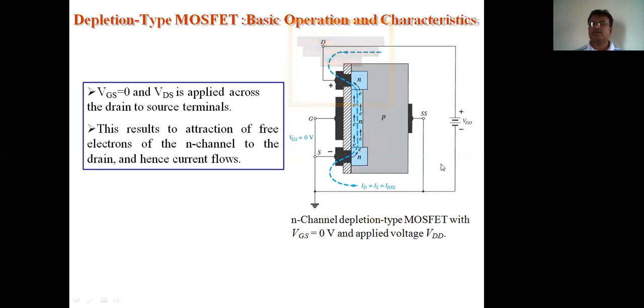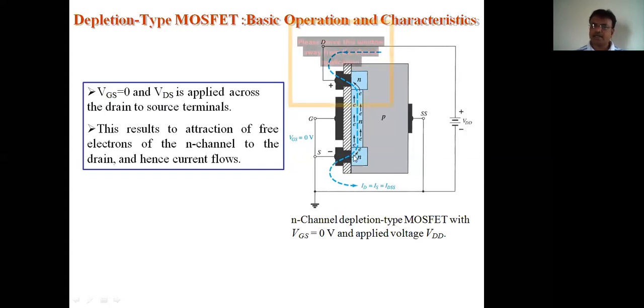See the difference? Here, the battery name is VDD. VDS is the voltage between the drain terminal and the source terminal. If you keep a voltmeter between the drain and the source, it gives you VDS. So what happens if you apply VGS equal to 0 and some positive voltage, for example 5 volts, 6 volts, 2 volts, any positive voltage? This is the negative terminal of the battery, this is the positive terminal. The negative terminal of the battery is connected to the source.